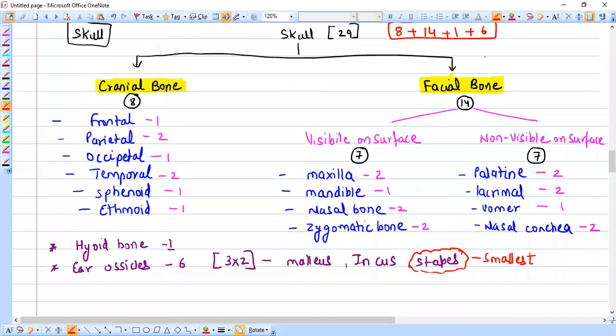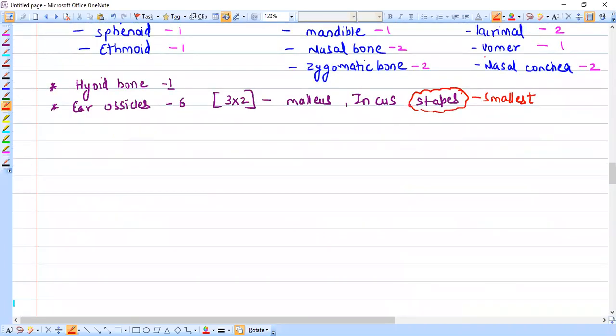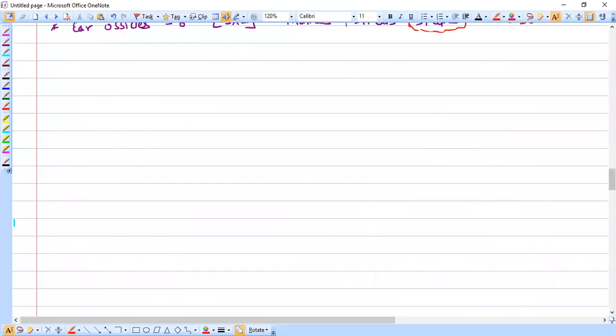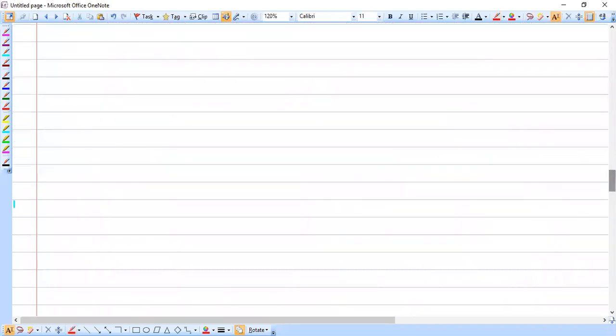Now the point is how to remember these names of the skull bones. So for this I give you one shortcut that will help you to remember the names of the skull bones. So for skull, how will you remember the names? The shortcut is PEST of 6. That is 1. And this is for skull bones.